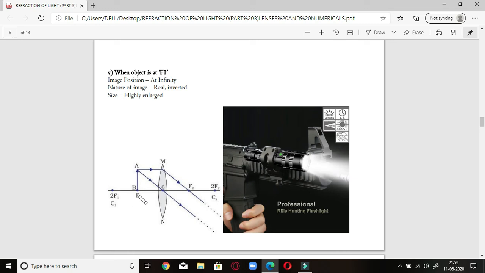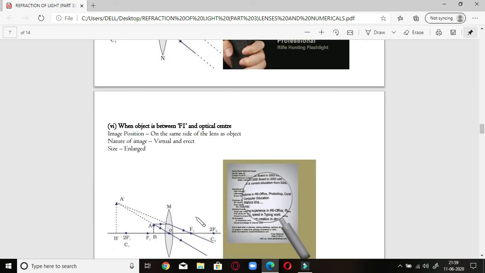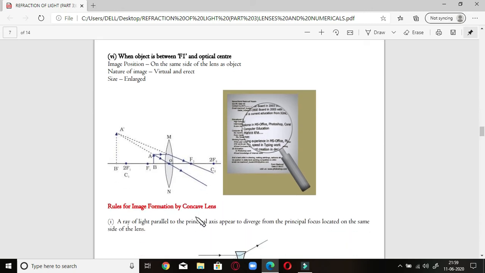Now in this case the object is placed of course at f1. After passing through the lens, the rays will move parallel on the right hand side. Okay, so this is the fifth position. Let us go for the next, sixth position, when the object is between f1 and the optical center. Again, this position is very important, where we use it for the magnifying glass.